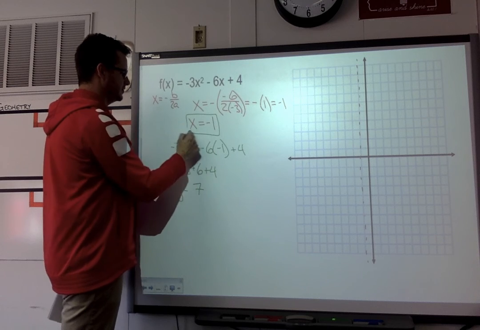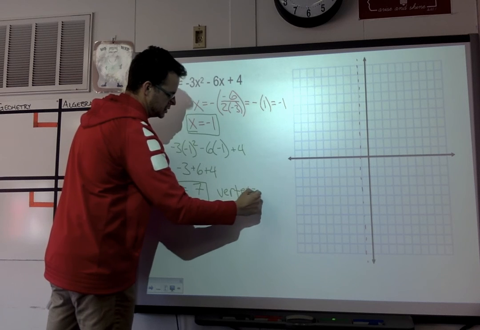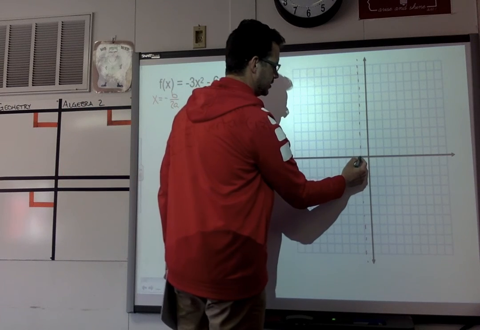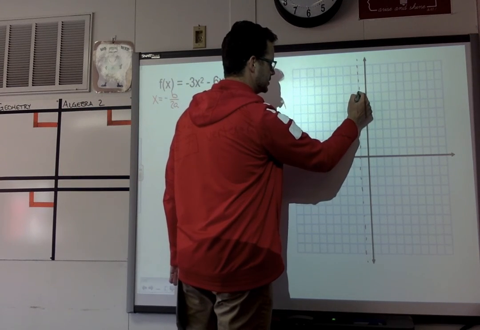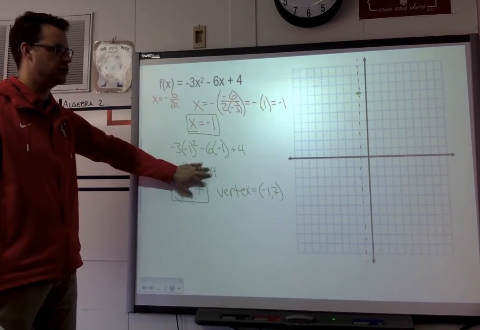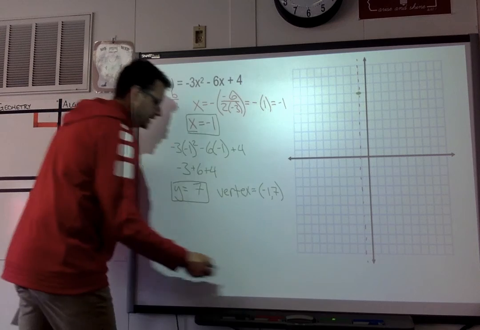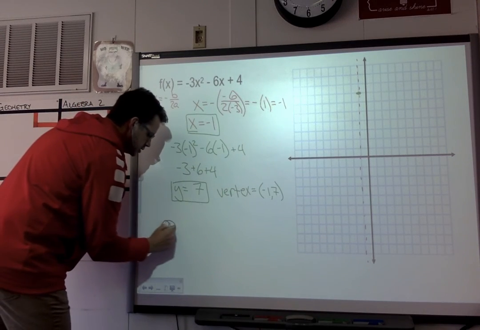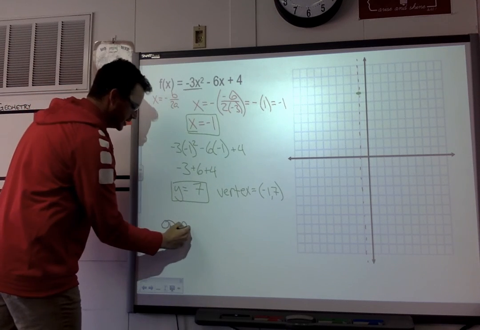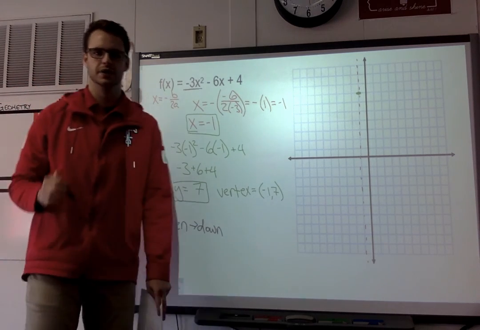So now we've got the x value and the y value. So our vertex will be at negative 1, 7. So negative 1, 1, 2, 3, 4, 5, 6, 7. So step 1, we found that axis of symmetry. Step 2, we found our vertex. Step 3, we want to determine, is this going to open up or down? This one, since it has a negative 3x squared, means that this will open down.